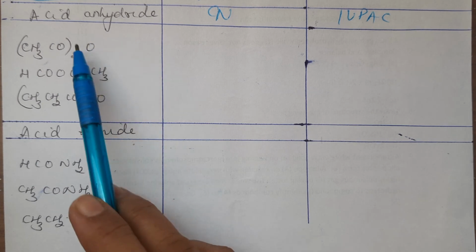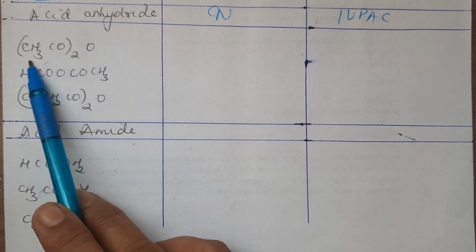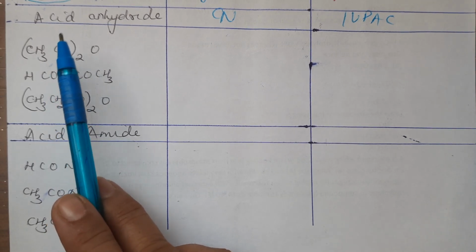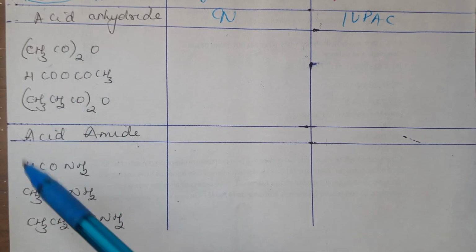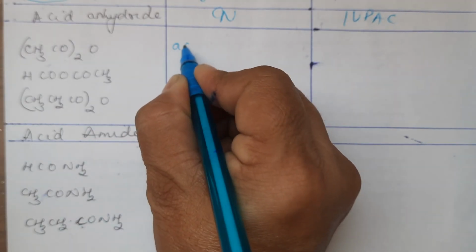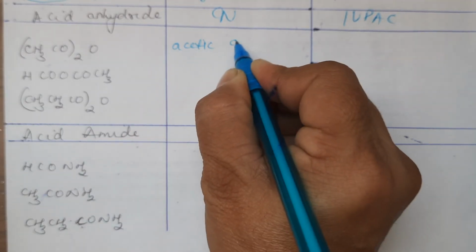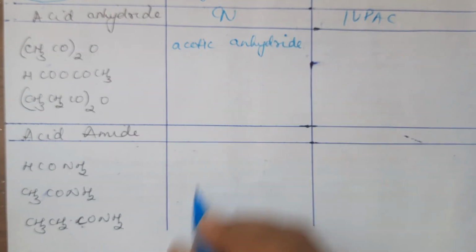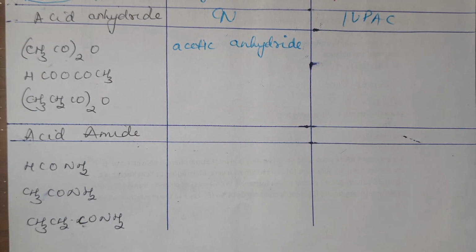It's an acid derivative again, acid anhydride. From the structure you can make out it is a derivative, that is, anhydride of acetic acid. So you will write down the name as acetic anhydride, the common name. Common name of the acid and then anhydride.